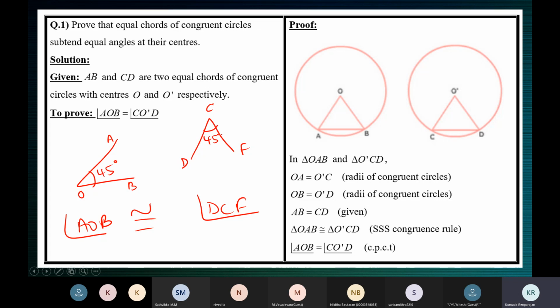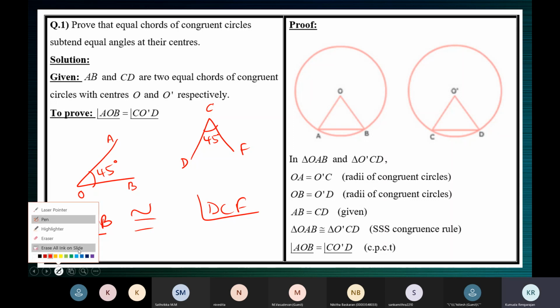Two angles are said to be congruent if they have the same magnitude. AOB is 45 degrees. DCF is also 45 degrees. That means angle AOB is congruent to angle DCF, because they measure the same. They are two different angles, but they have the same measure, so they're congruent to each other.